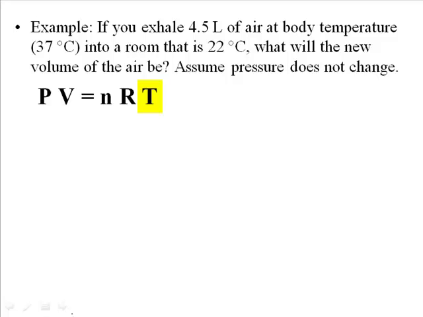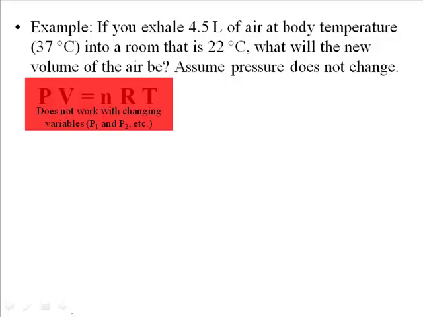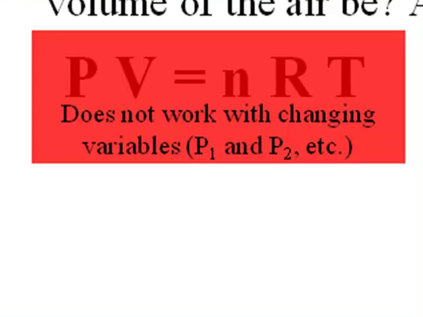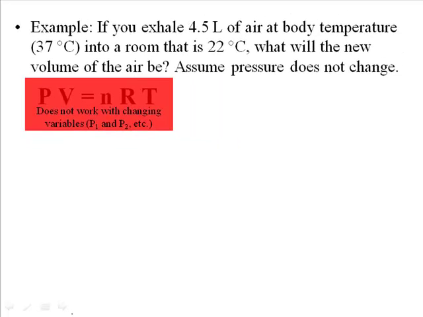You could do this under certain circumstances, but you'd end up solving this equation at least twice. So generally we don't use the ideal gas law when it comes to variables that change, such as when you have more than one temperature, or more than one pressure, more than one volume, or any combination of those. Instead, we work with a specialized version of the ideal gas law that's called the combined gas law.